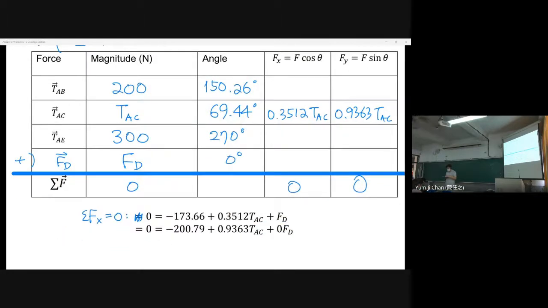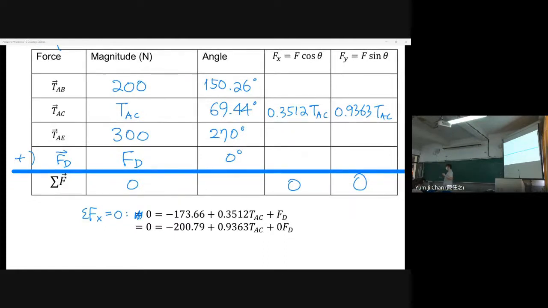So what should we write before the second equation? For the first equation, we have summation Fx equal to 0. So what should we write for the second equation? Summation Fy equal to 0. Very good. Please write this down, okay?